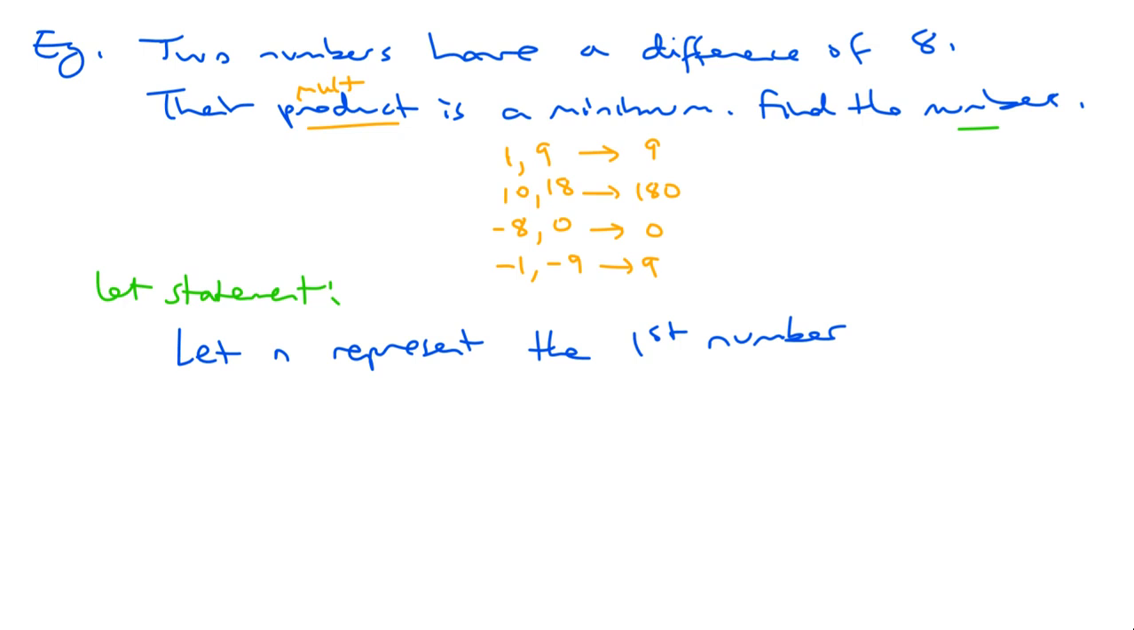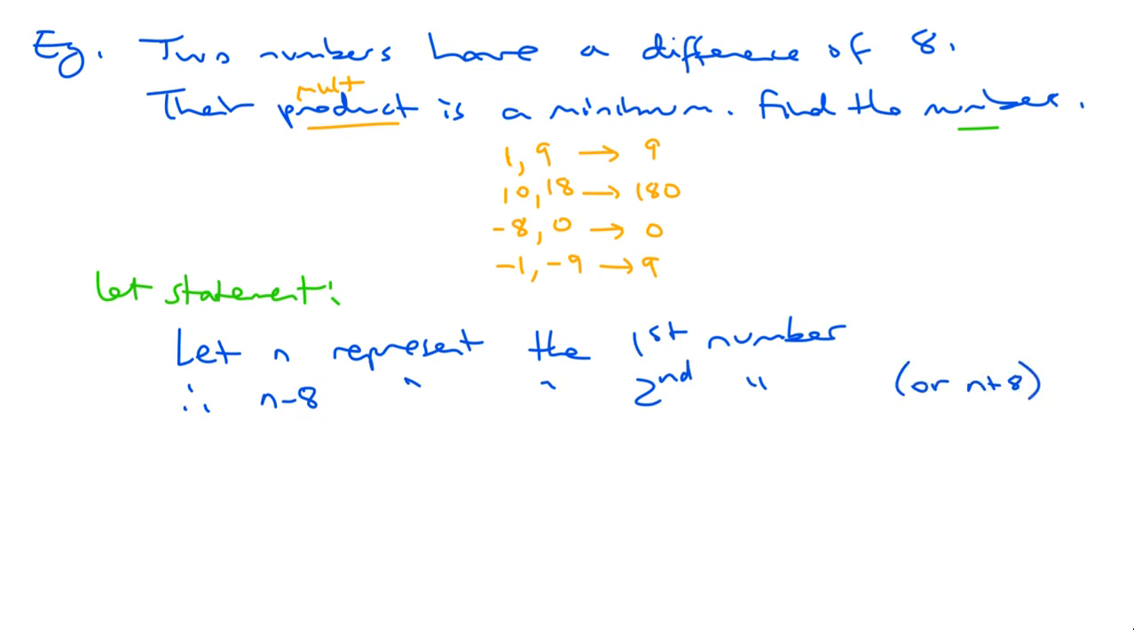There's only one x. So instead of n and some other letter, let's figure out how to write that the second number has a difference of 8 from the first number. There are two ways you can do it. You can say n minus 8 represents the second number, or you could say n plus 8.